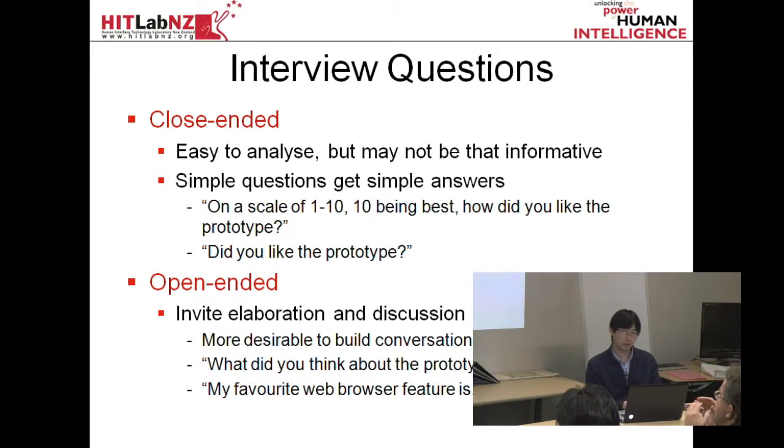So interview questions, similar to questionnaires, you can basically divide into two types of questions. One is close-ended, where there is a certain form of expected answer you are expecting from the interviewee. So it's easier to analyze. For example, on a scale of 1 to 10, 10 being best, how did you like the prototype? It's quite similar to the questionnaire, but you're just asking the person. Or, did you like the prototype?